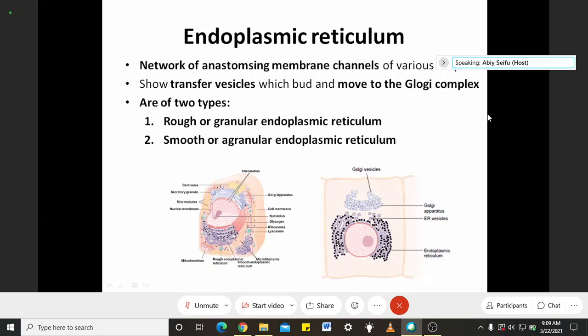Based on the presence or absence of another organelle known as ribosomes attached on the surface of this endoplasmic reticulum, we can divide the endoplasmic reticulum into rough or granular endoplasmic reticulum, which has ribosomes attached on its wall, and the smooth or agranular endoplasmic reticulum, which has no attached ribosomes on it. So there are two types of endoplasmic reticulum. One is rough, another one is smooth.